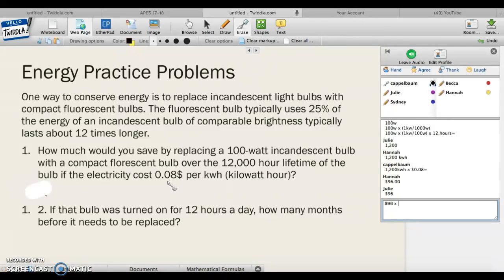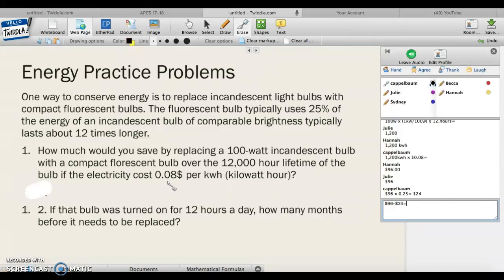So we take our $96, and in order to get 25%, we're going to multiply that by 0.25. This will then get us the cost, which should come out to $24. Now keep in mind there's still one more step because we're looking for the savings, not the actual cost. So in order to get your savings, you're just going to take your $96 and subtract the cost, which is $24, to get your total.